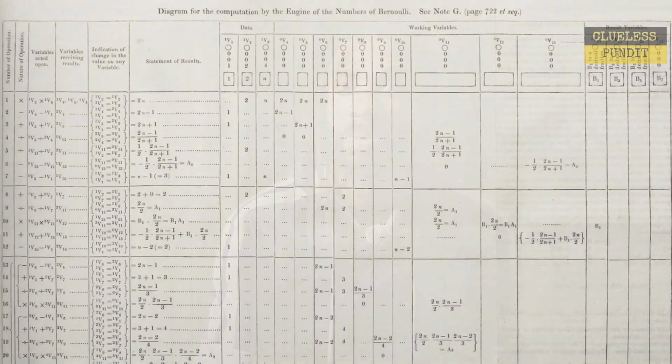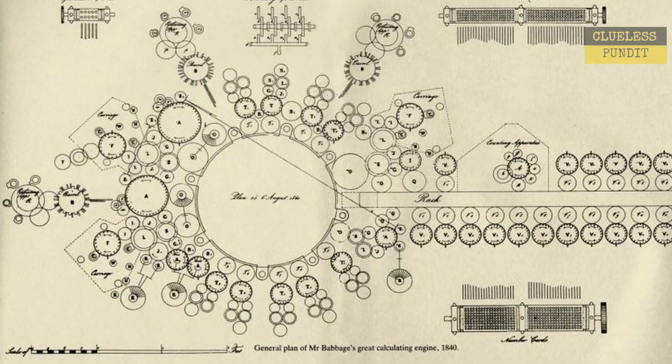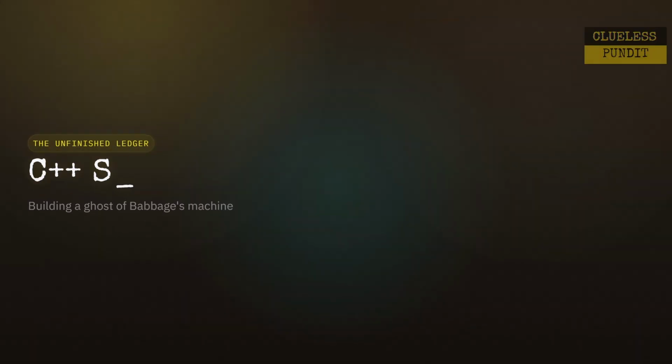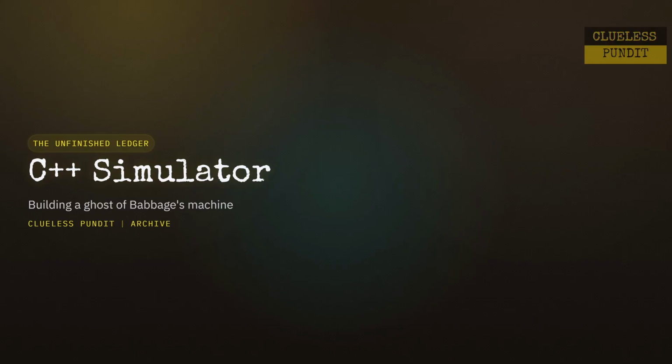I now had all the pieces on the table: Ada's procedure, Babbage's Analytical Engine, and a mathematical beast that punishes sloppy coordination. The next step was obvious: build a ghost of the Analytical Engine. To test Note G properly, I needed more than a Bernoulli number calculator, so I built a simulator. More honestly, I got AI to help me build one.